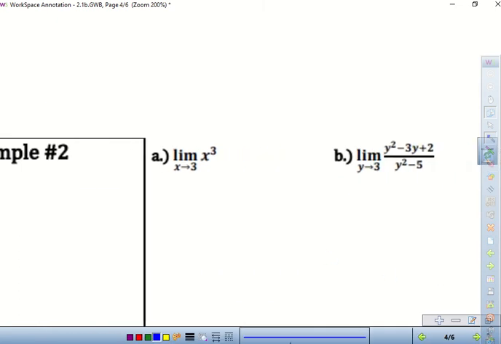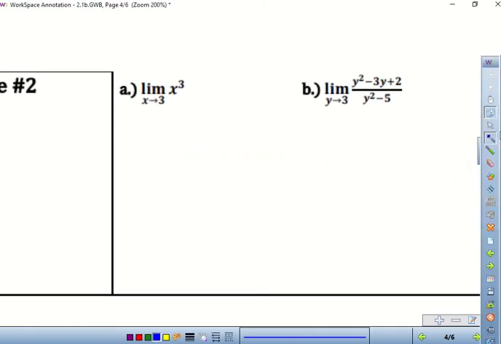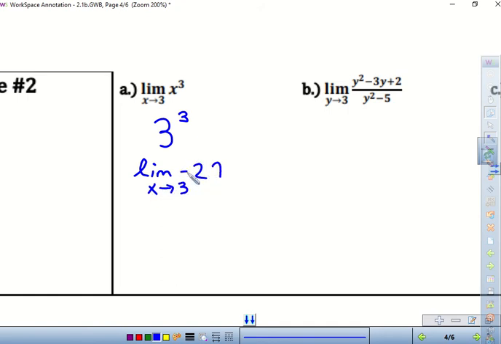A few more examples. The difference with these examples is we're evaluating at a value that goes to x as opposed to a function. So what would be our step 1 for part A? Plug in 3 for x. Good. So the limit as x approaches 3 is equal to what? 27.